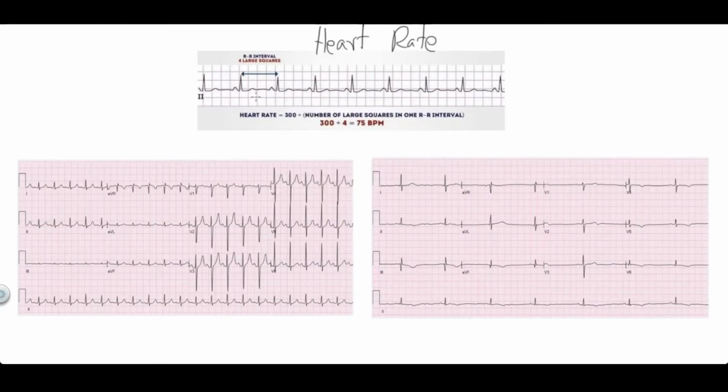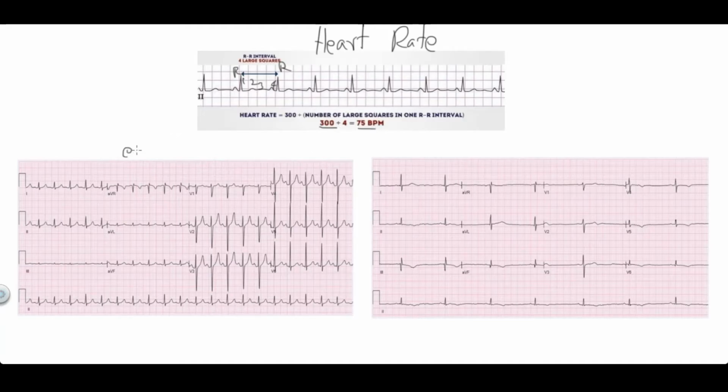Here in this example, this is a normal person ECG. You can see this R wave, that is the most positive wave, the tallest wave in ECG. And if you count the large boxes between the RR interval, you will be having 1, 2, 3, 4 large boxes. If you divide 300 by the number of large boxes, you will be getting the heart rate.